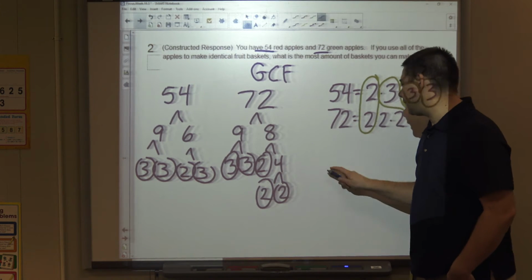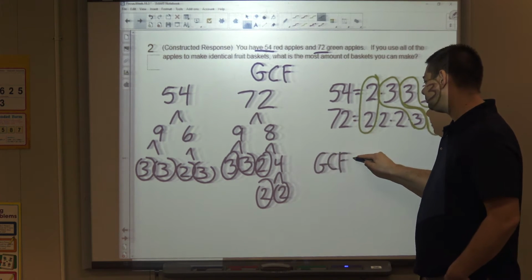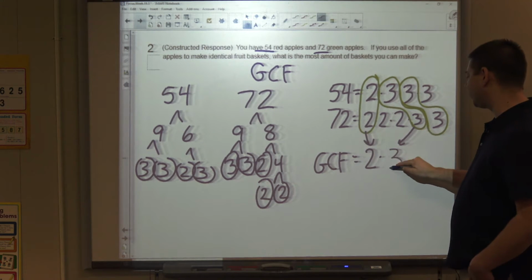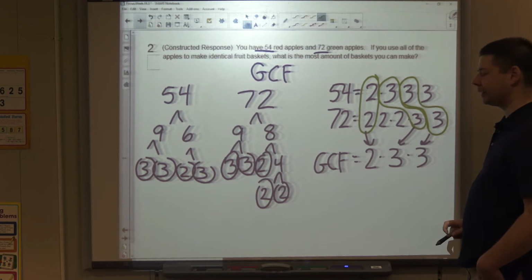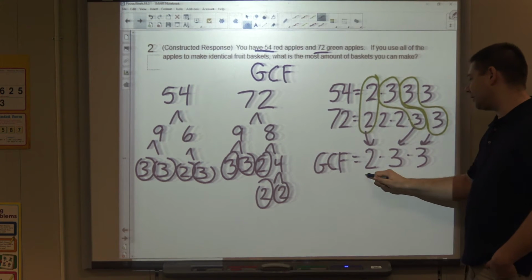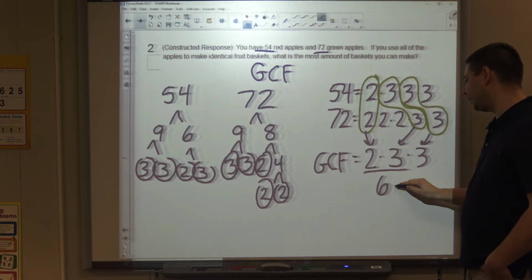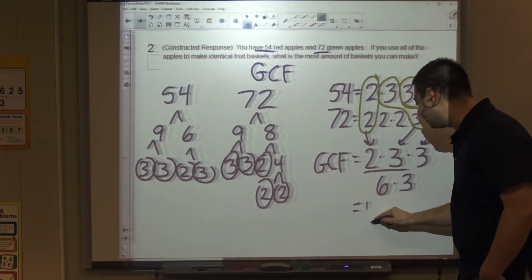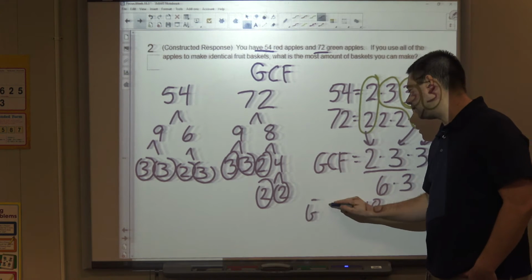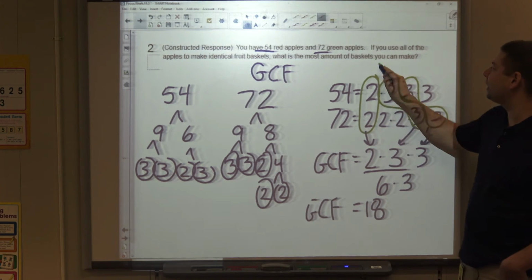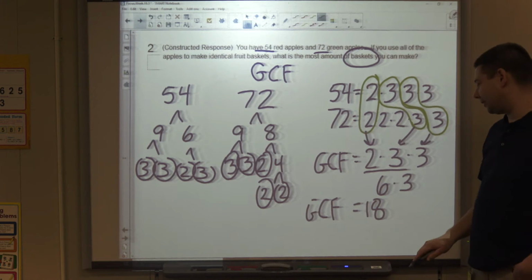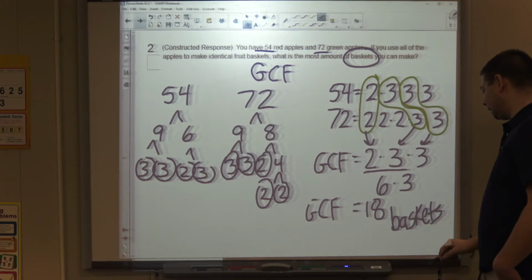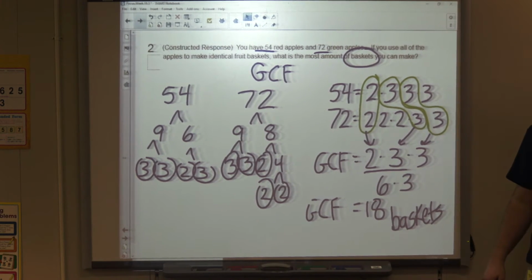So in the end, my greatest common factor is going to be one of these 2's multiplied by one of these 3's multiplied by one of these 3's. I can use order of operations and combine them. So 2 times 3 equals 6. And then 6 times 3, that's going to be 18. So my greatest common factor is 18. But to truly label this, I can use the word baskets. So I'll say 18 baskets. And there we go. That's my answer for number 2.